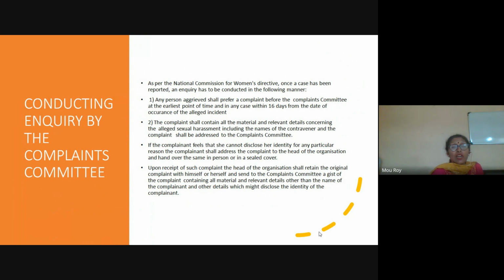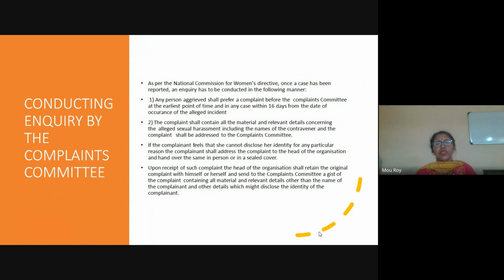Now, conducting inquiry by the complaints committee. As per the National Commission for Women's directive, once a case has been reported, an inquiry has to be conducted in the following manner. The complaint shall contain all the information and should be properly documented: against whom, who had done it, the date, time, who all were on duty and so on. All this information should be handled personally as well as professionally, so that quick resolution can be expected.